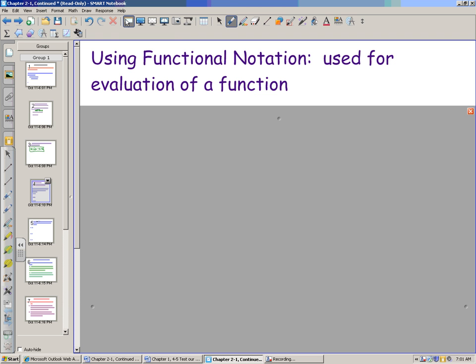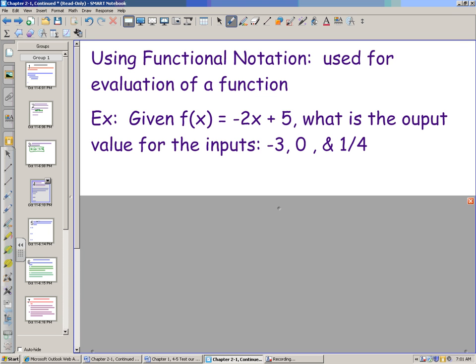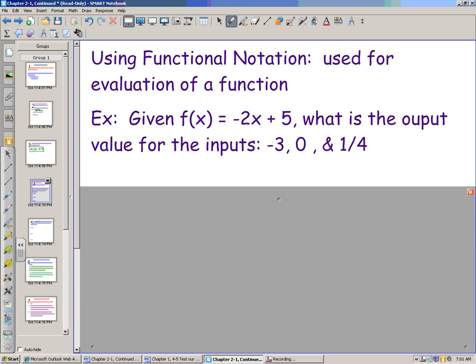Using functional notation. Functional notation is used for evaluation of a function. The whole point of writing things in functional notation is, what are we going to do with it? What we're going to do with it here is evaluate the function. In other words, all this is our old XY tables. It's another way of doing our XY tables. So, given f of x is equal to negative 2x plus 5, what is the output value for the inputs?